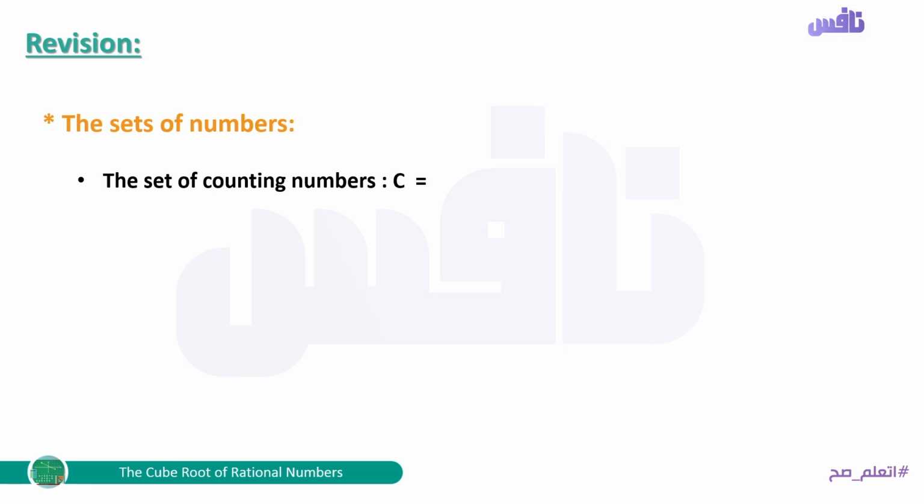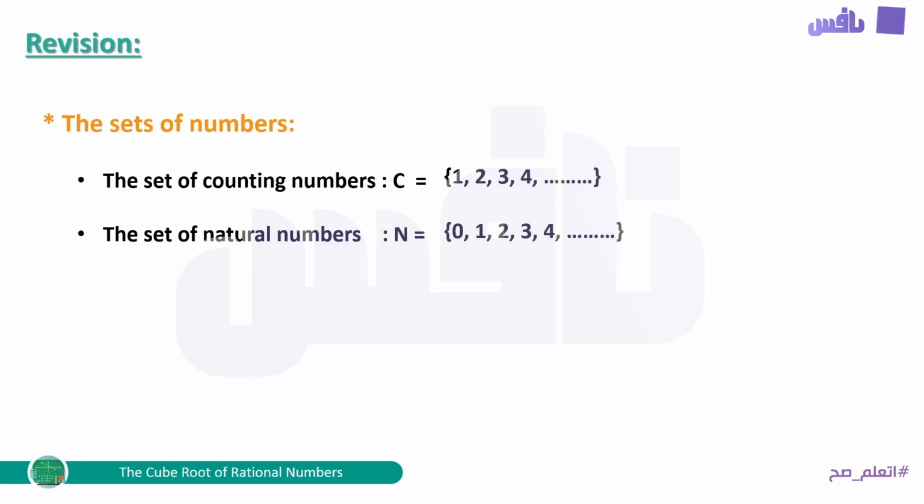If you want to count anything, you are going to start by 1, 2, 3, 4, and so on. So this is the first set, the set of counting numbers, okay? Then we studied the set of natural numbers, which is N. N equals 0, 1, 2, 3, 4, and so on. The same numbers of counting, in addition, the number 0, okay?